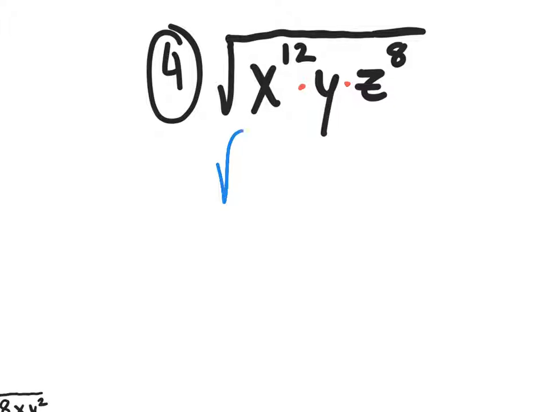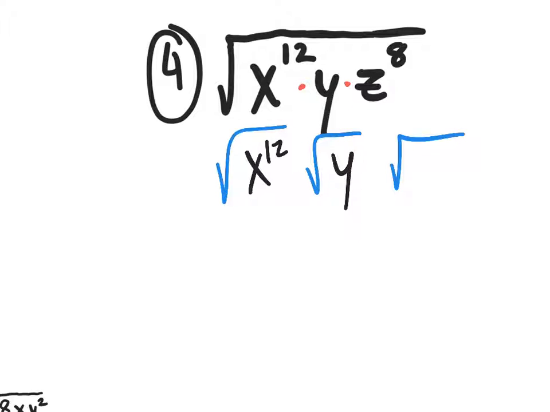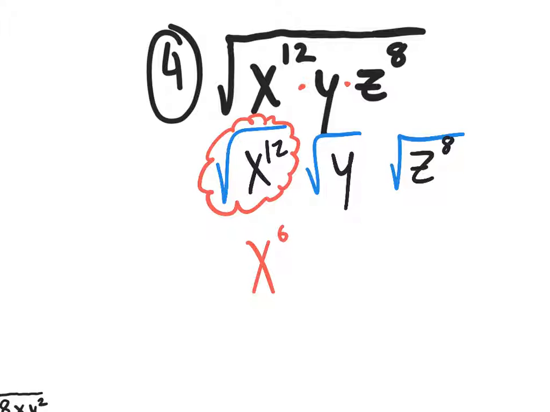Check it out. Square root of x to the 12th, and then square root of y, and then square root of z to the 8th. So we all know that the square root of x to the 12th, what is that? x to the 6th. Now, what is the square root of y?